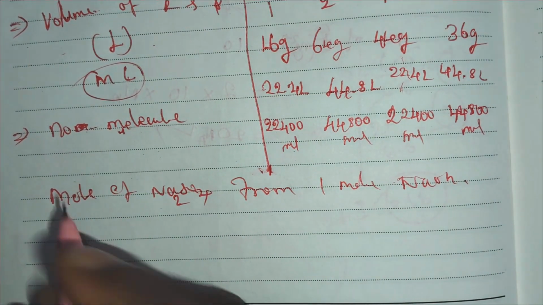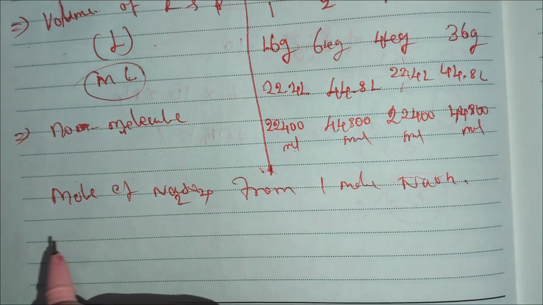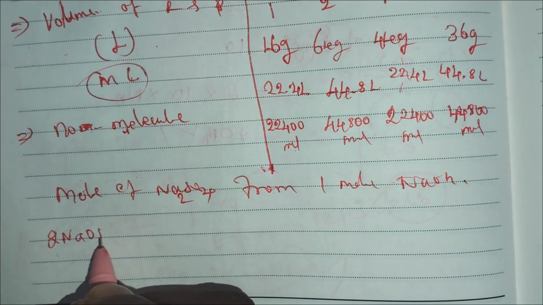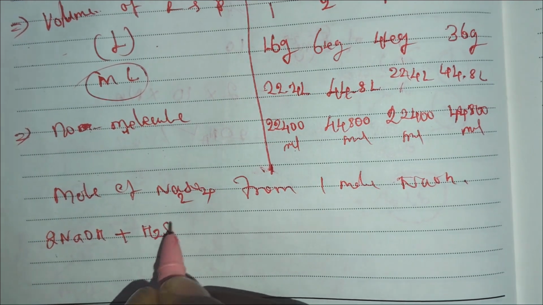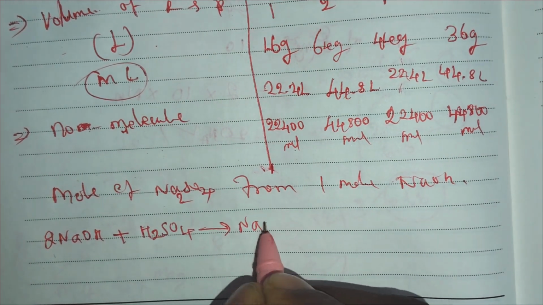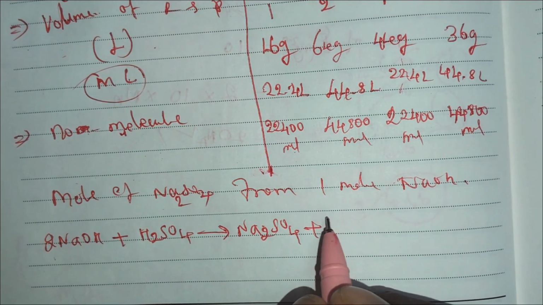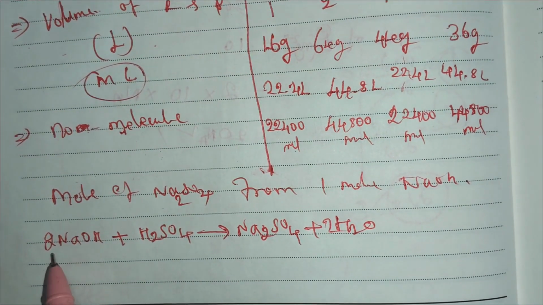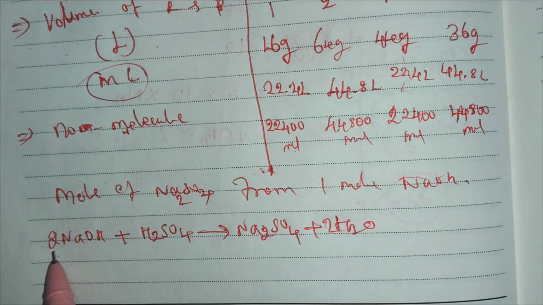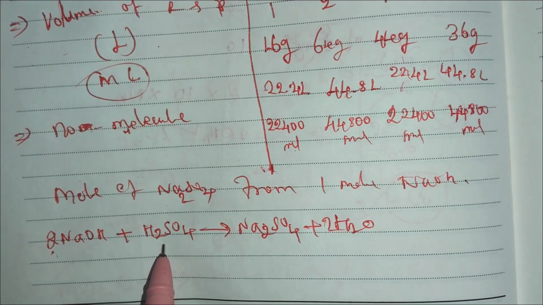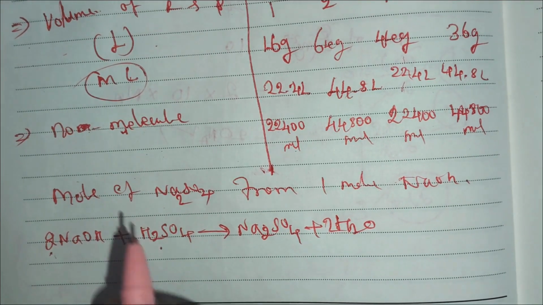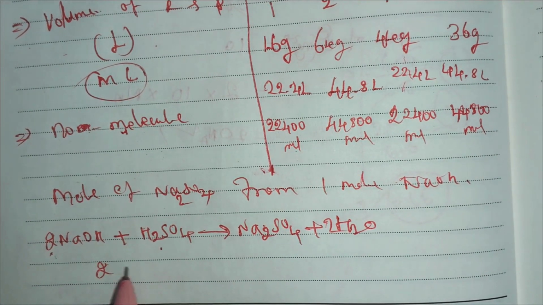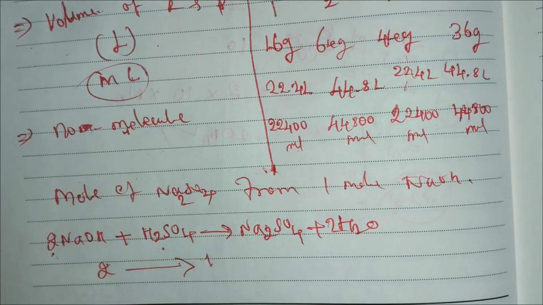The reaction is given in the question: 2 moles of sodium hydroxide plus H2SO4 gives Na2SO4 plus 2H2O. Here in this equation, 2 moles of sodium hydroxide are needed, and 1 mole of H2SO4 is enough. In the case of the question, we can write that 2 moles of sodium hydroxide are enough for 1 mole of H2SO4.